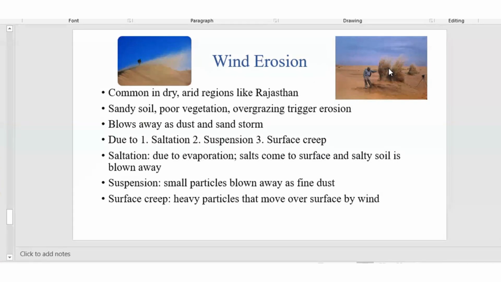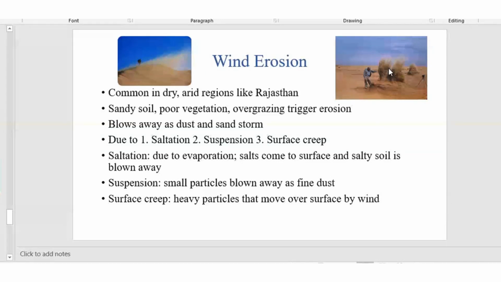Then wind erosion is also there. Wind erosion is much more common in drier areas, in areas where the type of soil is sandy. You have poor vegetation, and the water holding capacity or the quality of soil is already very poor. It often occurs in areas where there is overfelling of trees, or there is already poor irrigation and poor vegetation. Overgrazing is also a problem there. So wind erosion is basically triggered in semi-dry, semi-arid or arid regions like Rajasthan, where you have lesser vegetation, overgrazing is a problem, and you have sandy soil.